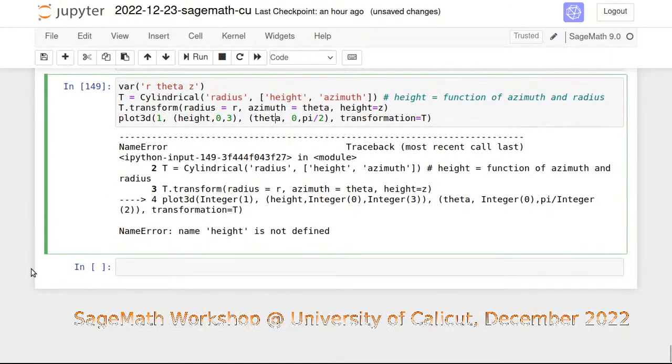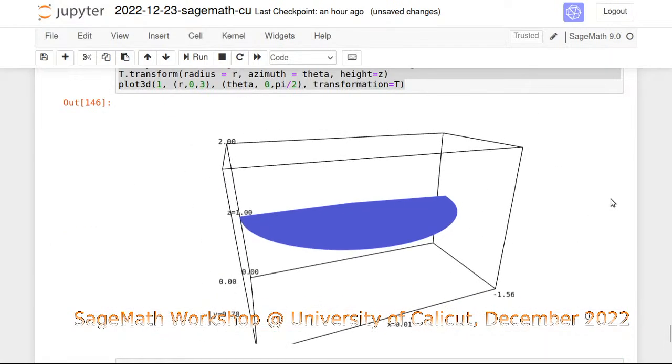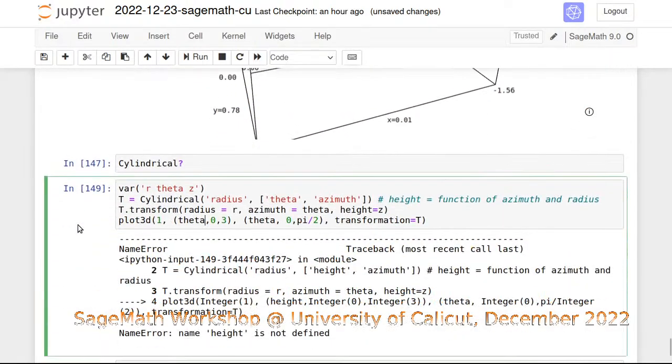So what is happening here? Name height is not defined. Oh, sorry. Theta is what? Got it. Theta is already here. So what is this then? So what were the three parameters? Height is defined to be z. Okay. Height is defined as z.